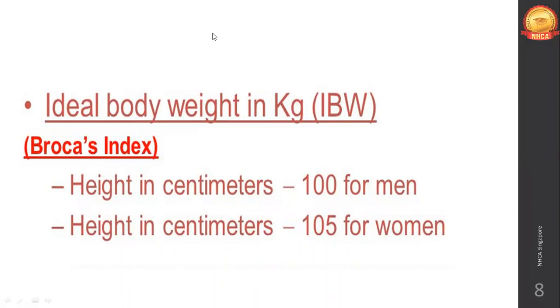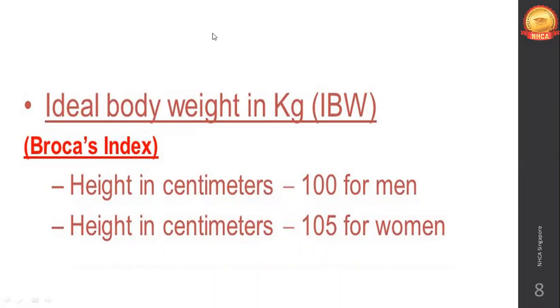Yes, 60 kg, because you have to minus 105. For men, just minus 100. For women, subtract 105 from the height. So that's the ideal weight that she has to maintain. It's not that she has to be exactly 60. She could be 59, 58, or she can go up to 62 as well. It will not be a major health concern.